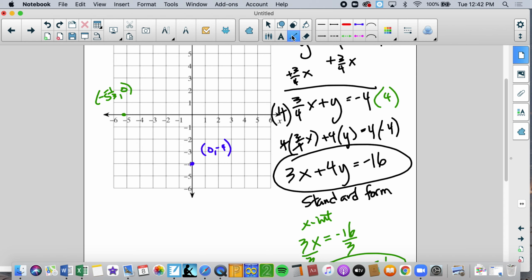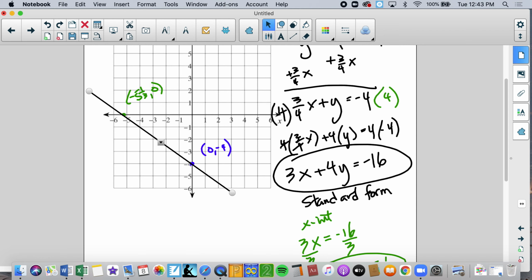Let's connect those points. Let's do this first. Let's move you off to the side. So when I draw my line, that's not bad. Just move that a little bit. And now I have graphed that line.